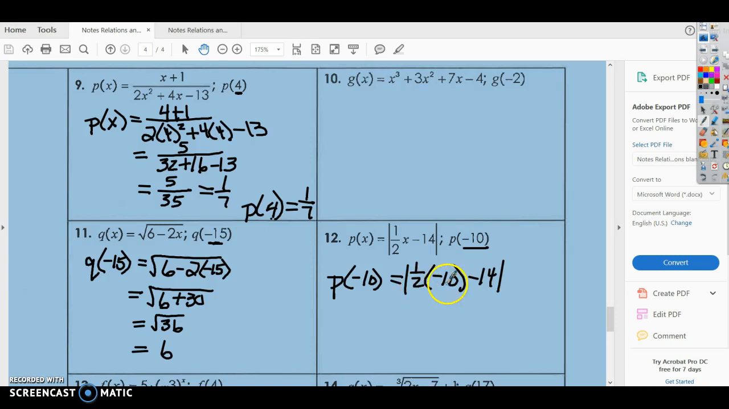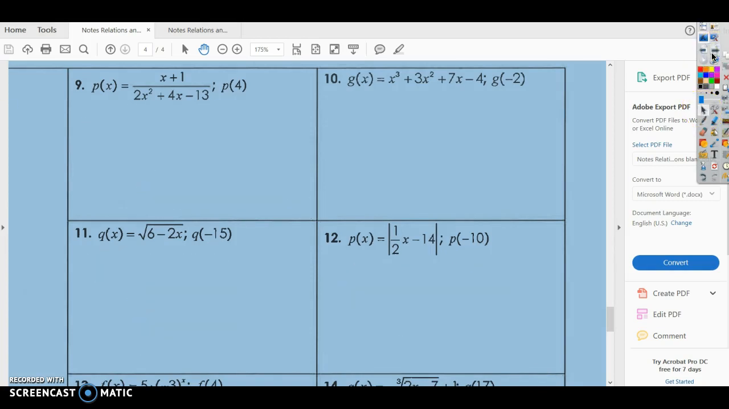So we're going to do half of negative 10. Half of negative 10 is negative 5. And then we're going to do negative 5 minus 14, or negative 19. Now, last but not least, we evaluate the absolute value of negative 19, which is 19. So p of negative 10 equals 19. So this says x is negative 10 and our y is 19. Okay? All right, moving on.